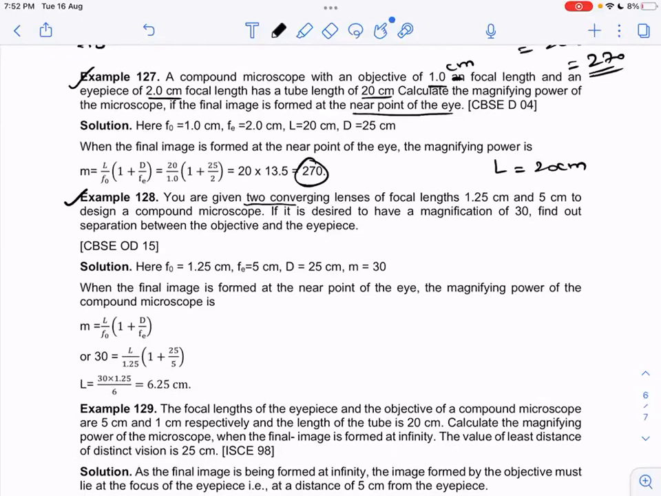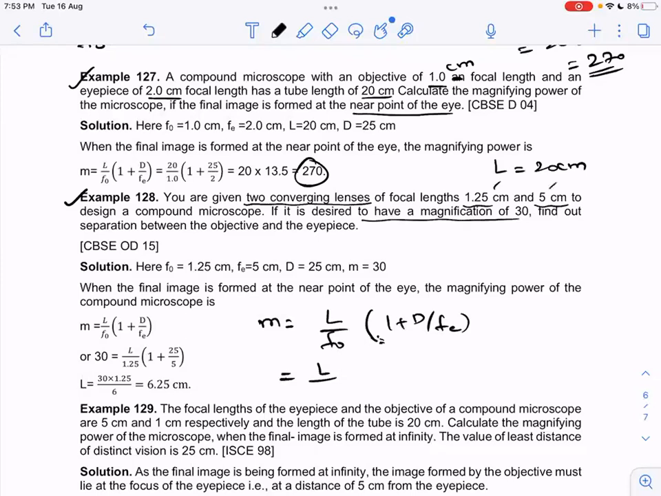So you are given two converging lenses of focal length 1.25 centimeter and 5 centimeter to design a compound microscope. It is desired to have a magnification of 30. Find out the separation between the objective and the eyepiece. So magnification is L divided by F naught into 1 plus D by Fe. L is what we need to find, that is the tube length, right?